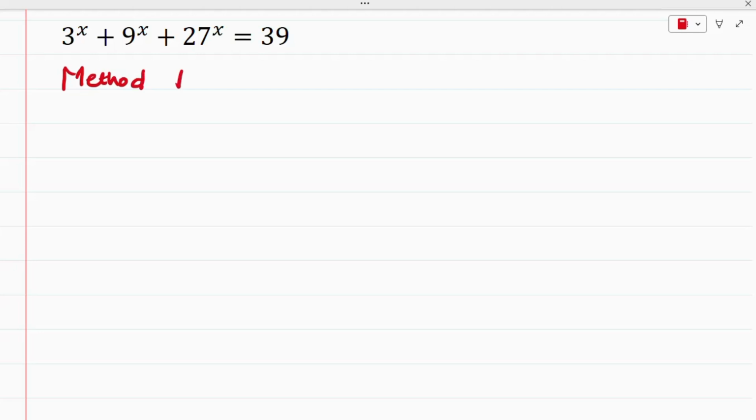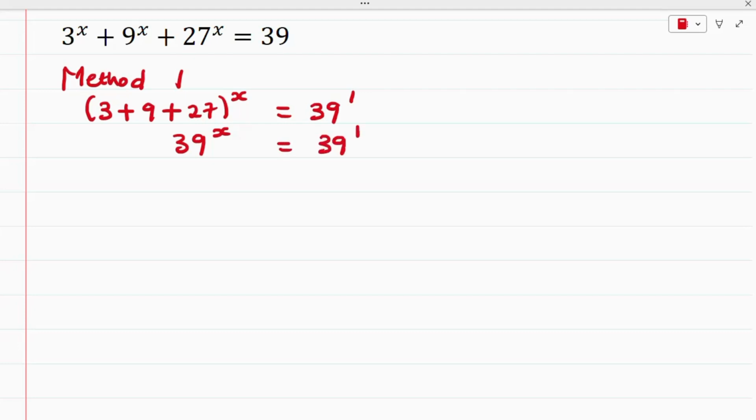Alright, so for method 1, all we have to do is simply this. We have 3 plus 9 plus 27, and this is all raised to the power of x, and this is equal to 39 all raised to the power of 1. So 3 plus 9 plus 27 gives us 39, so 39 raised to the power of x is equal to 39 raised to the power of 1. Since the bases are the same, all we have to do is equate the powers. Hence x is equal to 1, and from this we have been able to find the real root to this question.